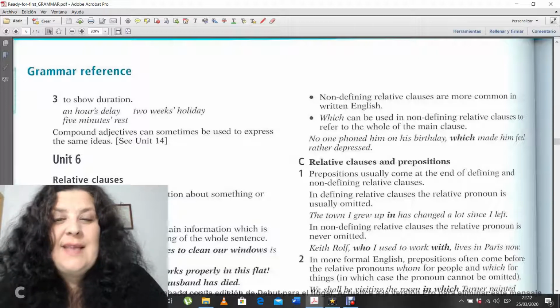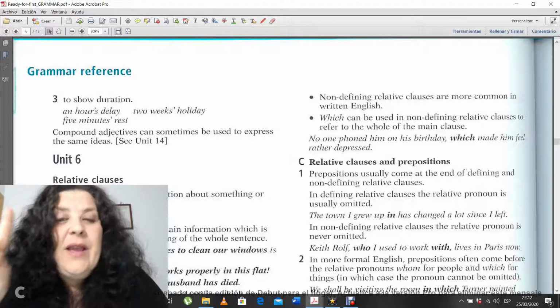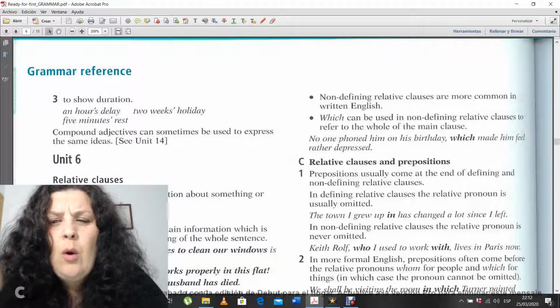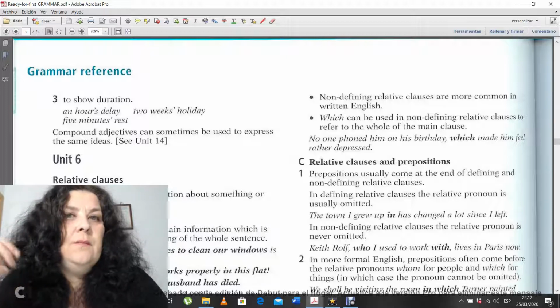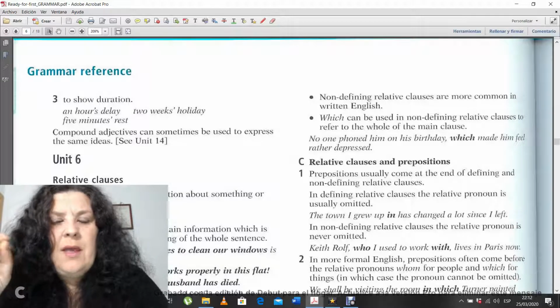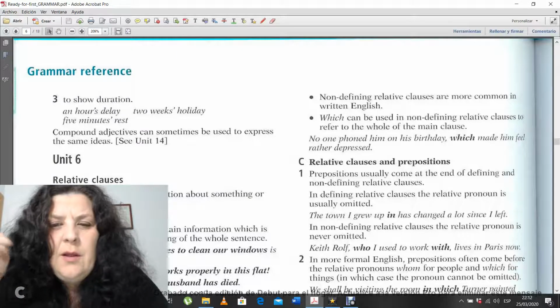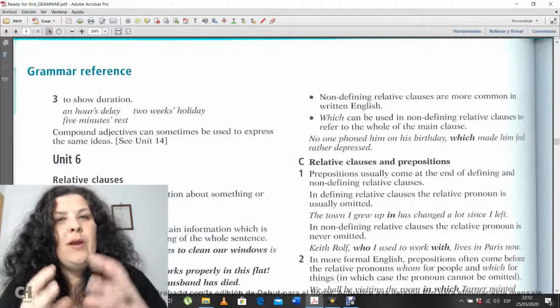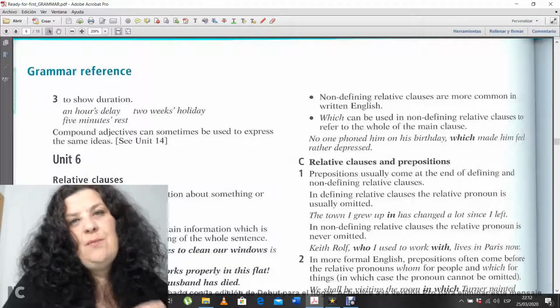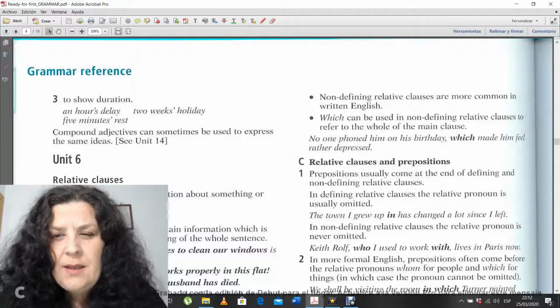But, well, makes sense. And which can be used in a non-defining relative clause to refer to the whole of the main clause. For example, no one phoned him on his birthday, comma, which made him feel rather depressed. So that which substitutes for the whole fact that nobody phoned him on his birthday, the whole idea.